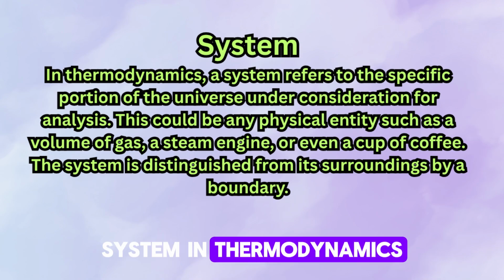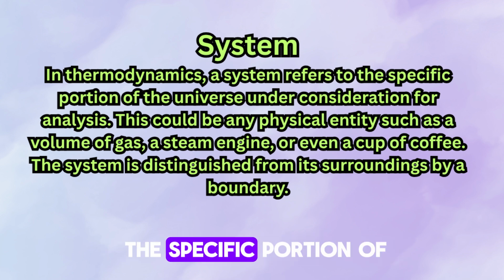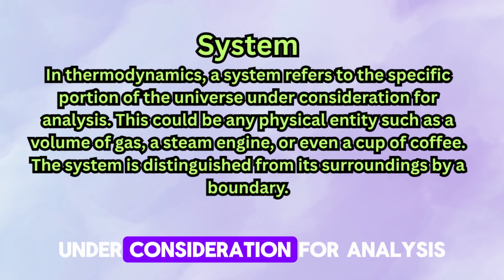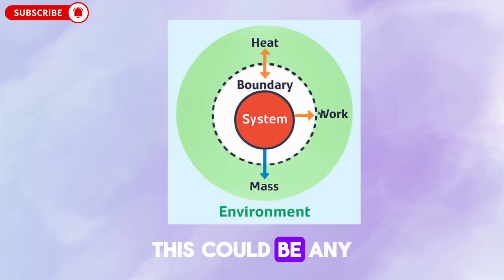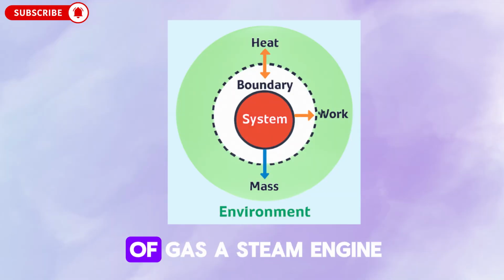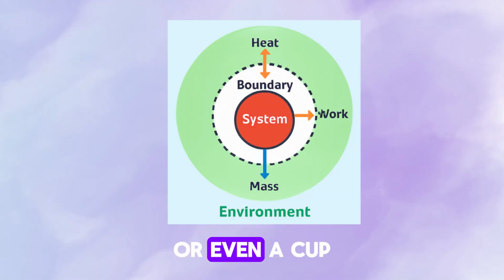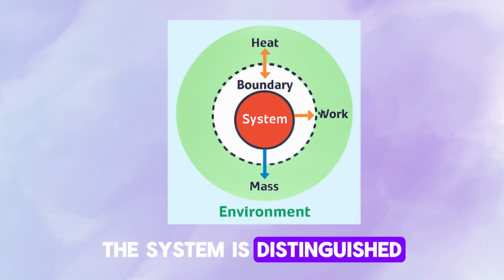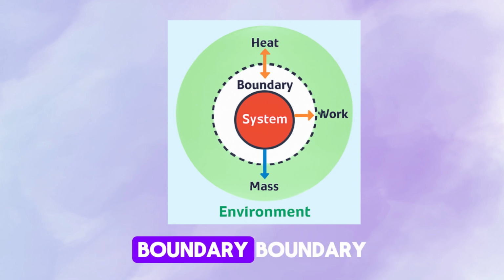System. In thermodynamics, a system refers to the specific portion of the universe under consideration for analysis. This could be any physical entity, such as a volume of gas, a steam engine, or even a cup of coffee. The system is distinguished from its surroundings by a boundary.